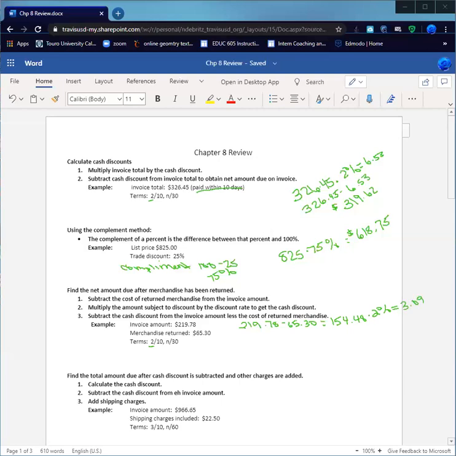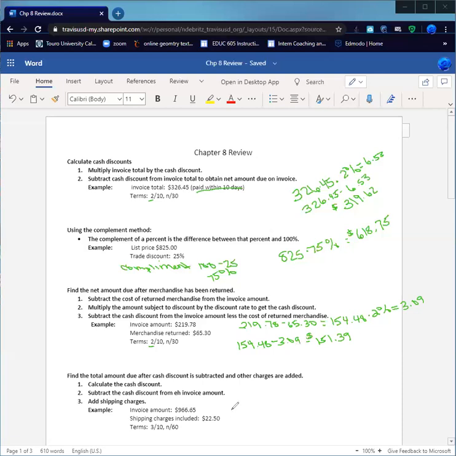Then I'm going to subtract the cash discount from the invoice amount less the cost of the refunded merchandise. So I'm going to subtract this from this amount. So I'm going to have the 154, which is how much merchandise they actually purchased, right? So this is the invoice amount less the cost of the returned merchandise. Now I'm going to subtract the discount. That's going to give me $151.39.